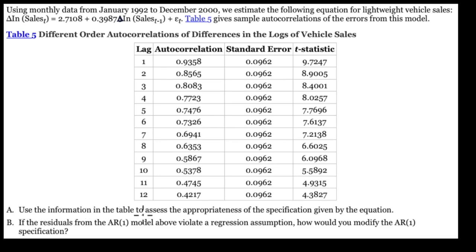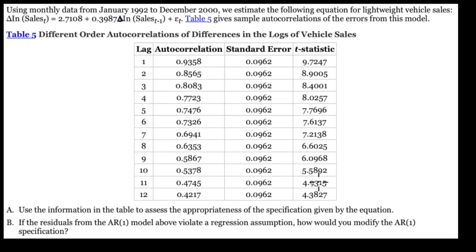A, use the information in the table to assess the appropriateness of the specification given by the equation. Well, that's the specified model we used. How appropriate is it? Not appropriate at all. You'd have to modify this model before continuing. How would you modify this model? Well, you can move on to an AR2 model, right? B, if the residuals from the AR1 model above violate a regression assumption, how would you modify the AR1 specification? Well, you could estimate an AR2 model and run these autocorrelations again and have a look at the t-statistics.